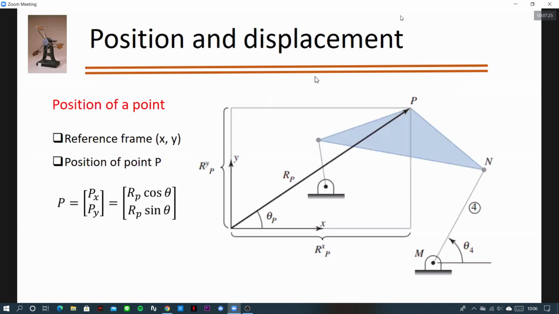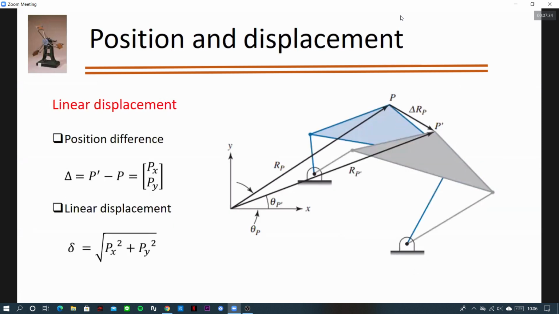And yeah, so in the next slide, now comes linear displacement. So let's say you are at point P. Now your mechanism has moved and reached a new location, that is P dash. Okay, and you want to determine the position difference in terms of coordinates. What is the position difference over there? So you have the old position P and the new location P dash. So you want to determine that.